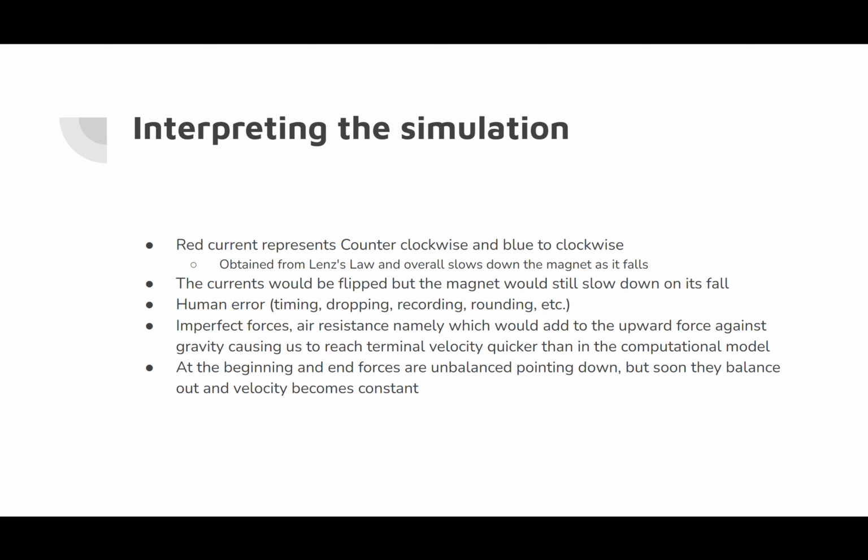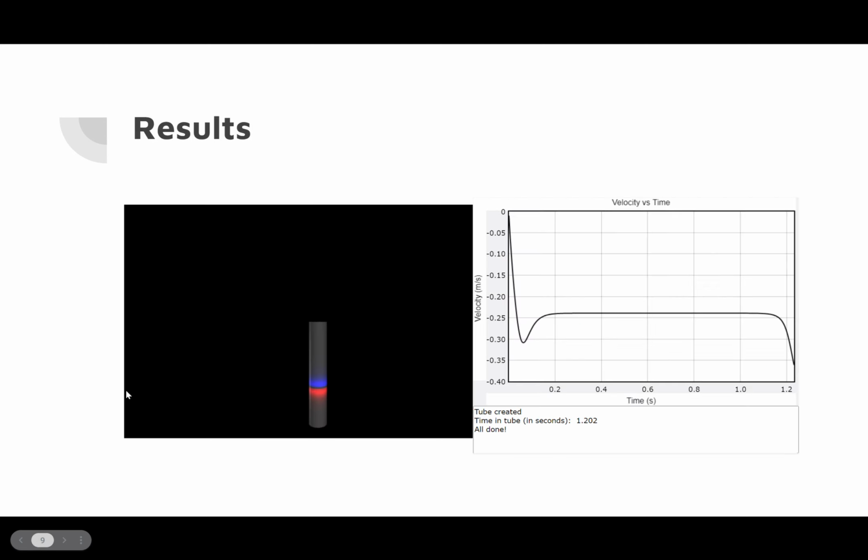As I just mentioned, the discrepancy between our computational model and our actual experiment is human error, as well as the difference in forces between the computational model and real life. At the beginning and end, the forces are unbalanced, as we can see in this graph, where in the beginning velocity is increasing and then levels off with the brake, and then at the end decreases as it exits the tube. However, in the middle, it is constant, as we just said, reaching that terminal velocity.